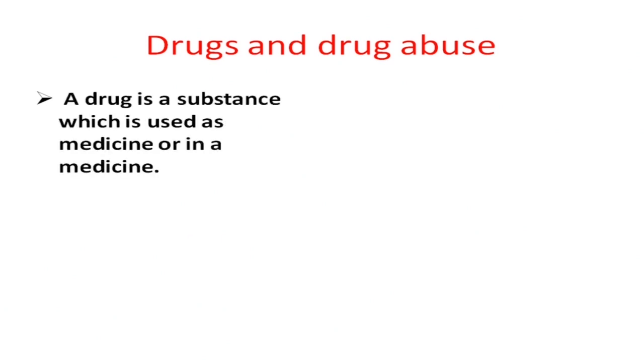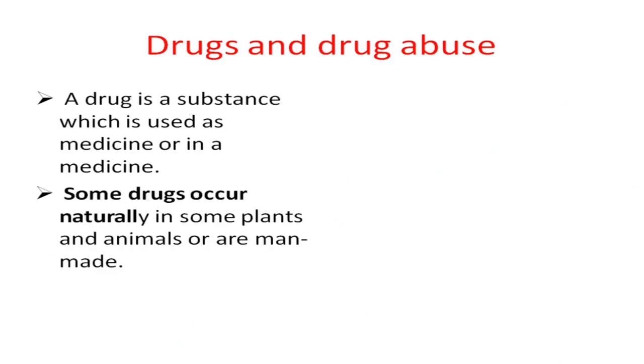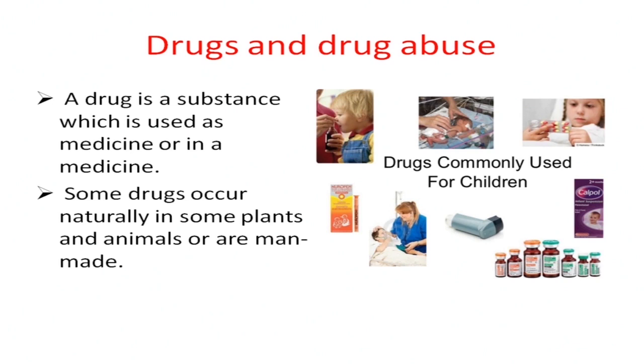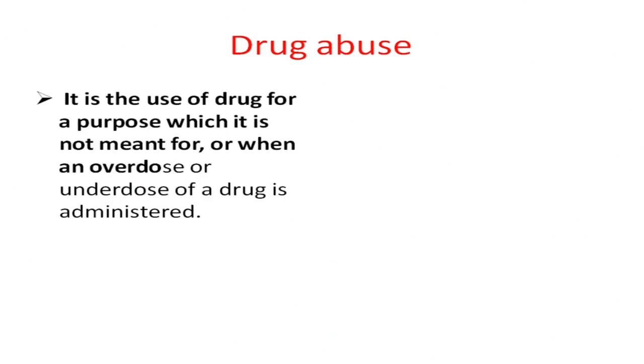Now let's look at drugs and drug abuse. So what's a drug? A drug is a substance which is used as a medicine or in medicine. Some drugs occur naturally in some plants and animals or are man-made. And here we have a sample of commonly used drugs, and these are drugs commonly used for children. Now, having said that, what about drug abuse? It is the use of a drug for a purpose which it is not meant for, or when an overdose or underdose of a drug is administered, we call that drug abuse.